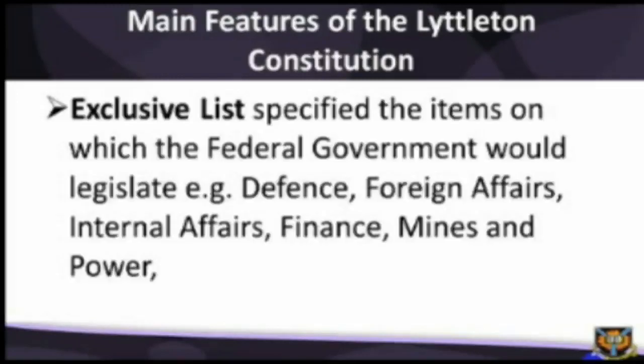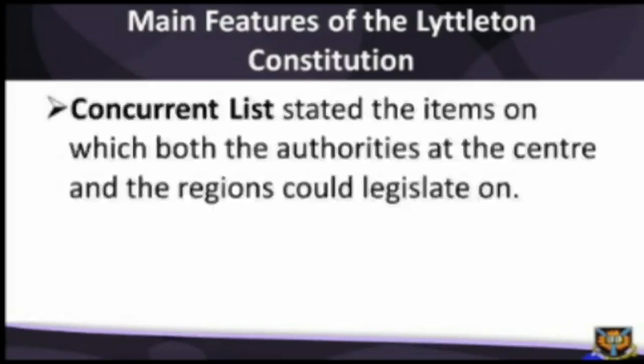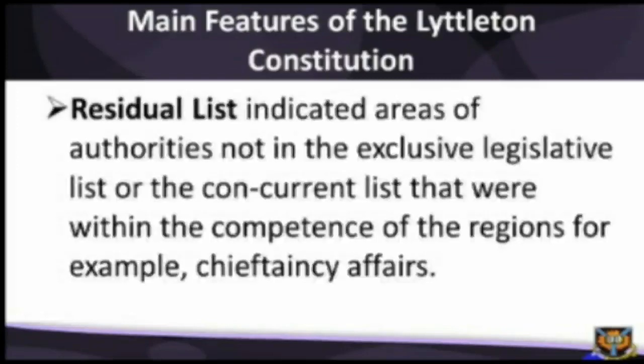The executive list specified the items on which the federal government could legislate. Examples are defense, foreign affairs, internal affairs, finance, mines and power, while the concurrent list stated the items on which both the authorities at the center and the regions could legislate. The residual list indicated areas of authorities not in the executive legislative list or the concurrent list that were within the competence of the regions, for example, chieftaincy affairs.